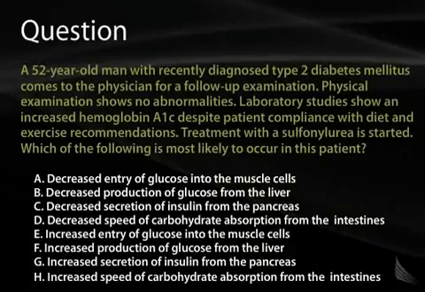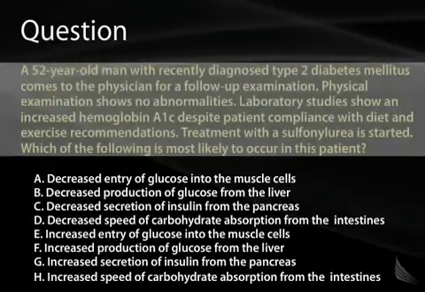To try to put this in some clinical context, here is a question that tries to highlight this. This is a 52-year-old man who is recently diagnosed with type 2 diabetes. He comes to the doctor for follow-up. Physical exam is fine. Laboratory study shows an increase in A1C, which shows that he's not well controlled, and treatment with a sulfonylurea is started. Which of the following is most likely to occur?